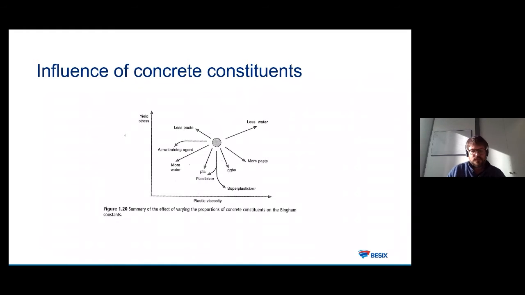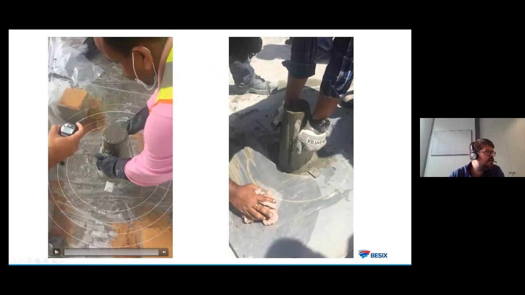So for that, we use a test which is called the T500. So we do a usual test with the Abrams cone, and you will see on the video that I will show you just after that you have a ring of 500 millimeter, and you will see how long it takes for the concrete to reach a diameter of 500 millimeter. So I hope that the videos are going to work.